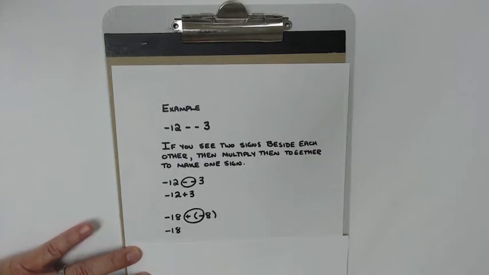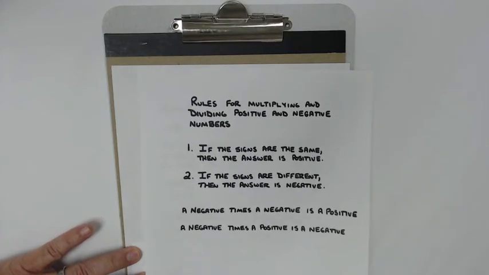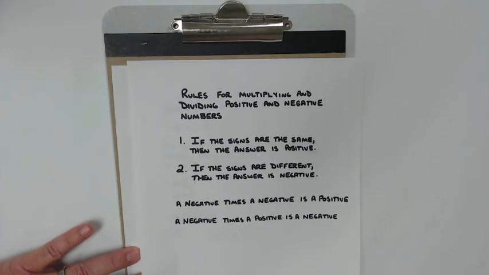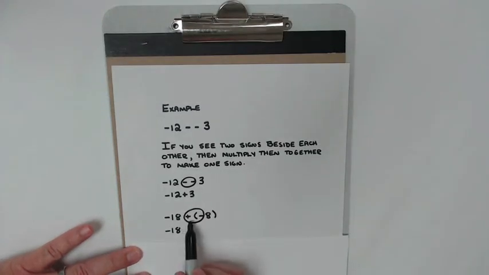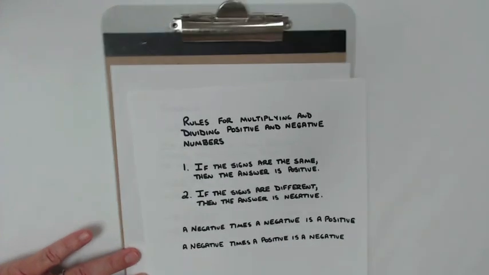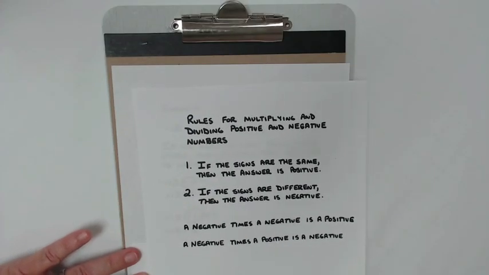Go back to my rules. Remember, if the signs are different and I multiply them together, my answer is going to be negative. So a positive times a negative is a negative 8 right there. This is much simpler to deal with than this with all those parentheses in it. And we're simply using these rules right here. And we'll use these rules over and over and over for a lot of different problems.